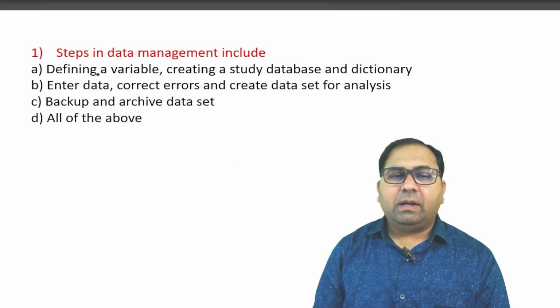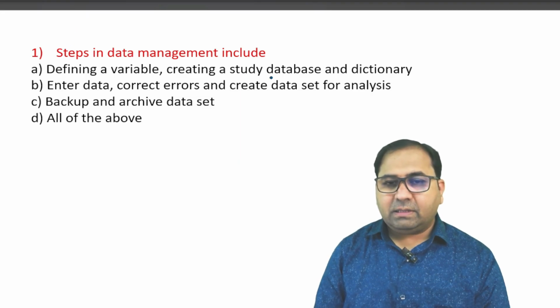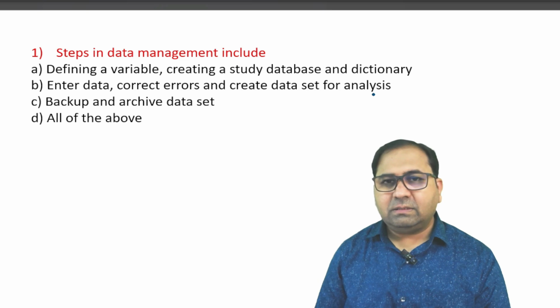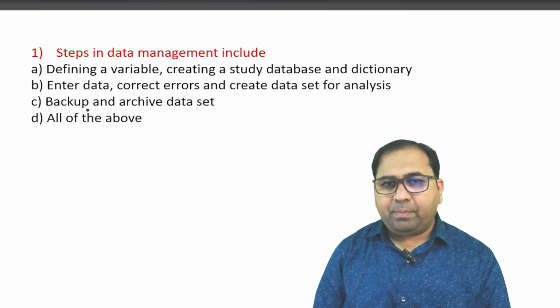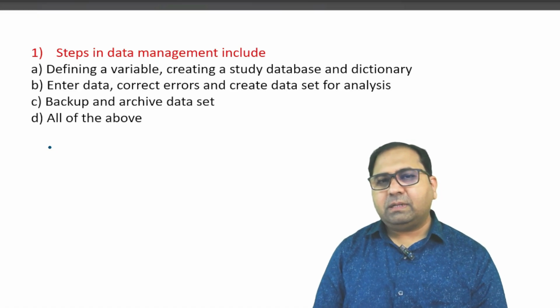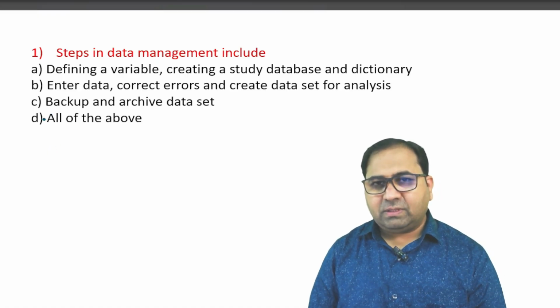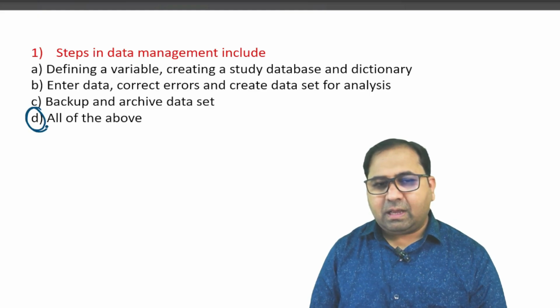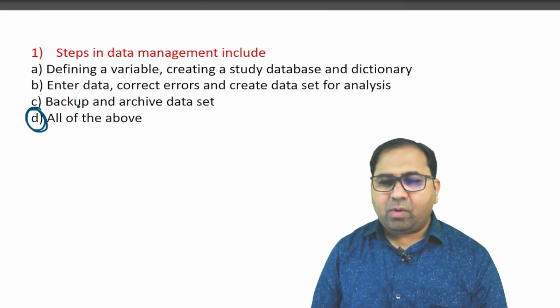Options are A. Defining a variable, creating a study database and a dictionary, or B. Enter the data, correct the errors and create the dataset for analysis, or C. Backup and archive the datasets, or D. All of the above. So what are the steps in the data management include? The answer for this question is that option number D is the correct answer. That is, all the above options are correct.